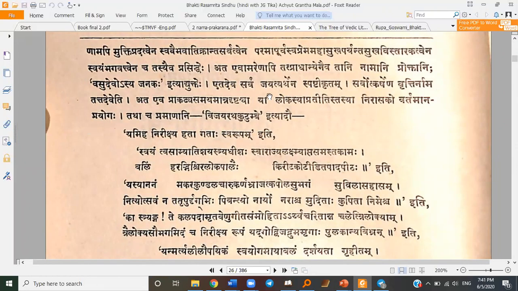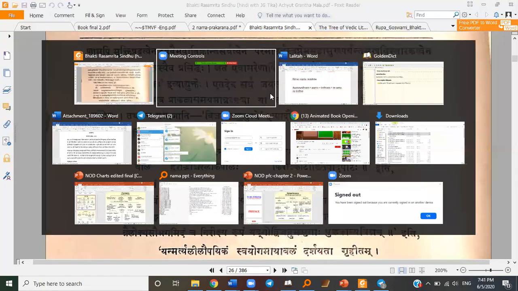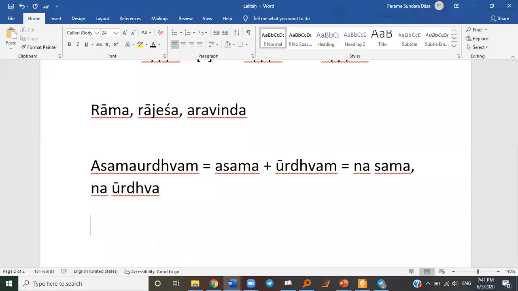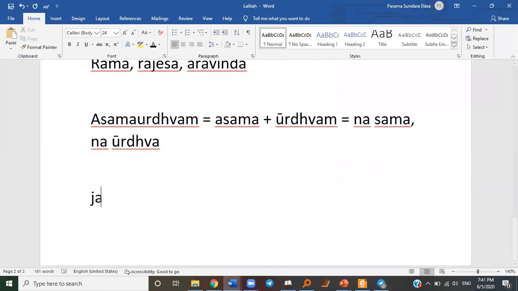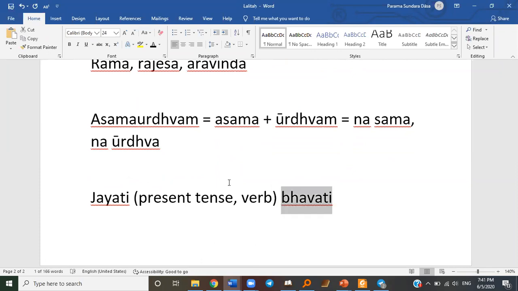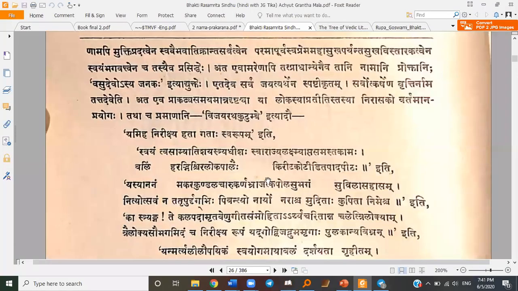Actually, now here some grammar learning is important. So this Jayati is in present tense, and it is a verb actually. Like Bhavati is also present tense. So Jayati is used in present tense. So Jiva Goswami is explaining why Jayati is used in present tense.